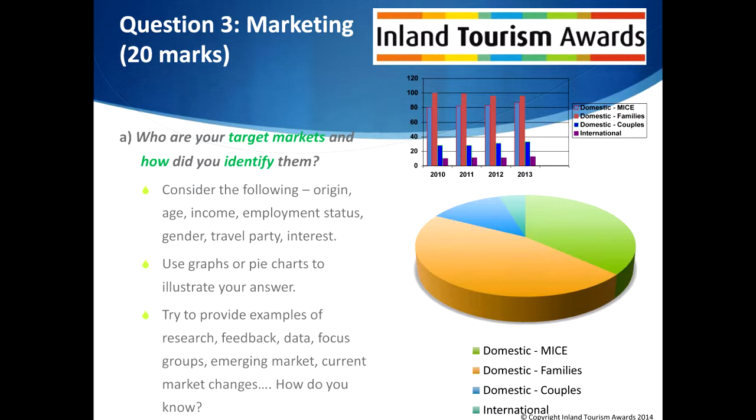It's very important that you don't forget to answer the second part of this question on how you identified your target markets, and try and provide examples of research that you have used. It might be feedback that you have secured from your regional tourism organisations or your local tourist associations. It might be data that you have collected within your own business. It may be that you've been responding to market changes because there has been a growth in the Chinese market coming into Australia. So tell us, how do you know who your target markets are and how you identified them?